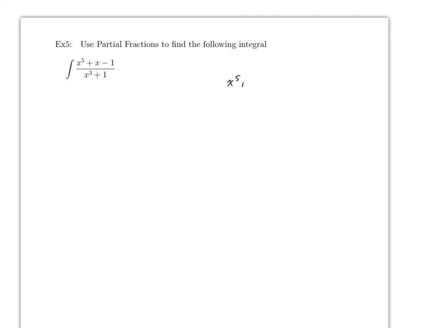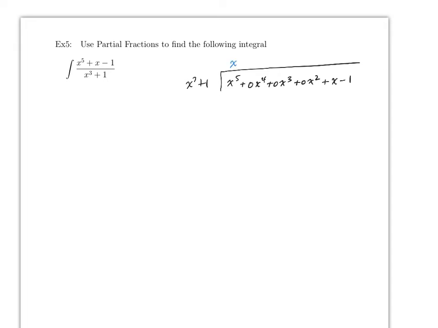So you have x to the fifth. You don't have any x to the fourth. You don't have any x cubed. You don't have any x squared. Sorry, x to the fourth first. X cubed, x squared. And then this is x minus 1. And you are dividing everything by x cubed plus 1. Just when you thought you would never have to do long division again.